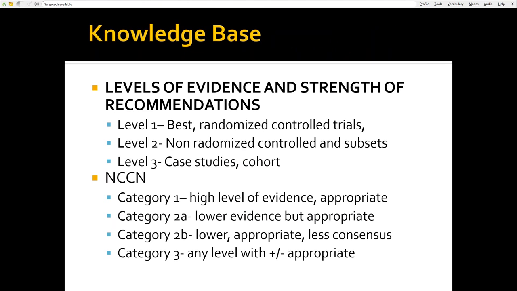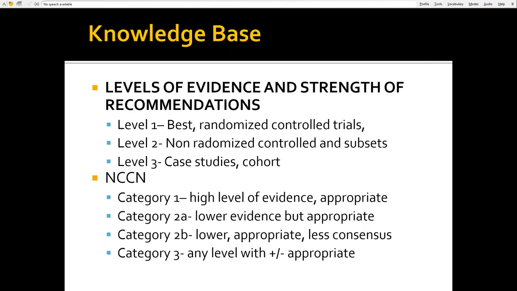So again, when analyzing the literature, and in general, when treating a patient, there are different levels of evidence and strength for the recommendation as to what is the best modality or treatment for that particular patient. Level 1 is going to give you the best. It's got the best randomized controlled trials. Level 2, as you can see, is non-randomized, and then level 3 are going to be case studies, cohorts, anecdotal trials when treating a particular patient and tumor.